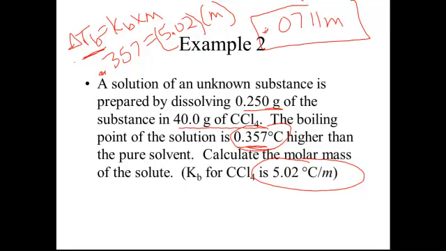Step number 2 then tells me I need to multiply my molality, 0.0711, by the kilograms of the solvent. So we're dissolving 0.250 grams of the substance in 40 grams of carbon tetrachloride. So the carbon tetrachloride is my solvent. So I'm going to multiply that by 0.040 kilograms. Remember that I have to move this decimal point 3 spaces to the left, and that puts a 0 out here.